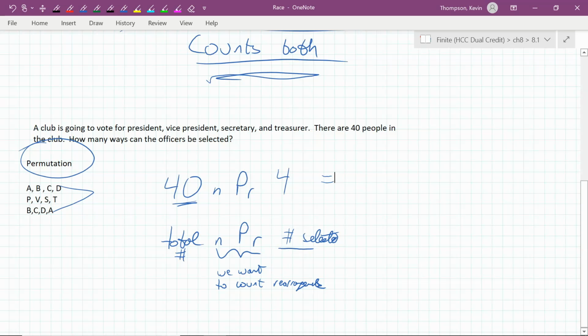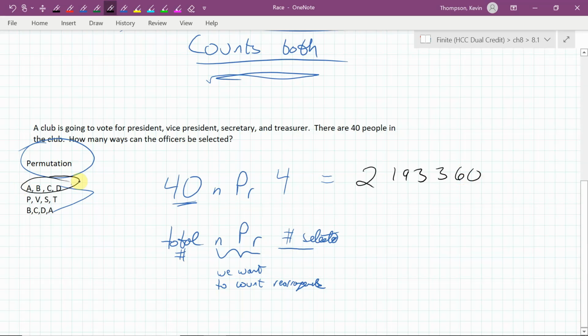So what's that answer? Colin, you want to tell me when you get that? $2,193,316.60. Did you get the same thing? Okay. It's a lot of ways, right?